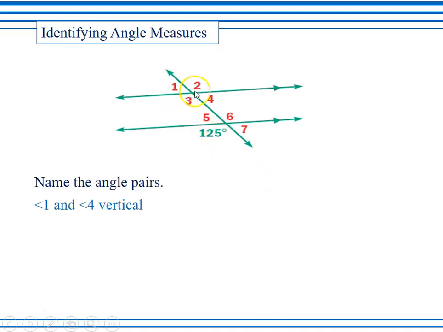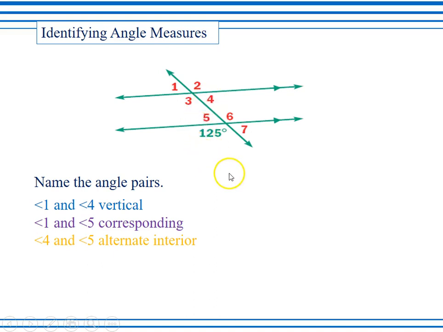So 1 and 4 are vertical angles. 1 and 5 are corresponding angles. They're going to measure the same. 4 and 5 are alternate interior angles. They're going to measure the same. And 1 and 7 are alternate exterior angles, and they're going to measure the same.